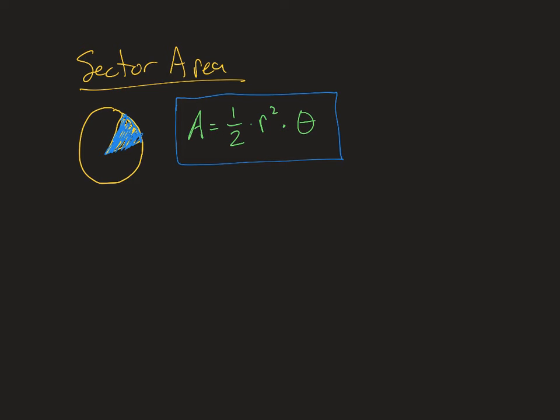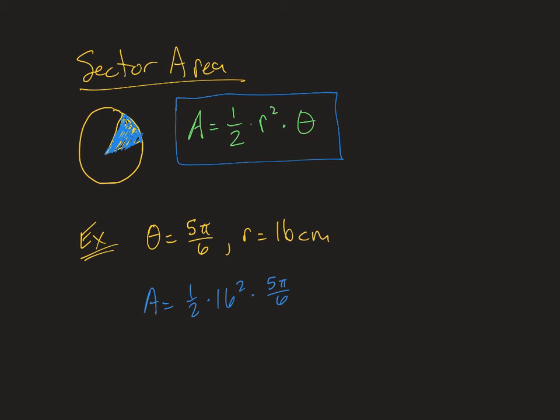And here's a quick example. Let's say I want to know the area of a sector that's cut by a central angle, which is 5 pi over 6, and the radius of the circle is 16 centimeters. If you want to figure out the area of that sector, you simply write out A equals 1/2 times 16 squared times 5 pi over 6.